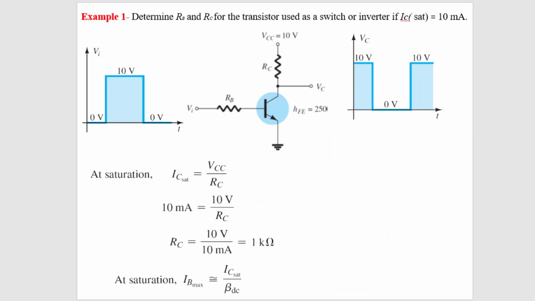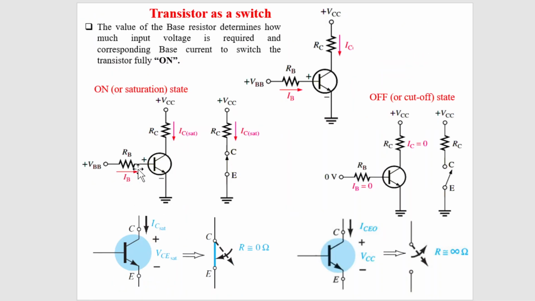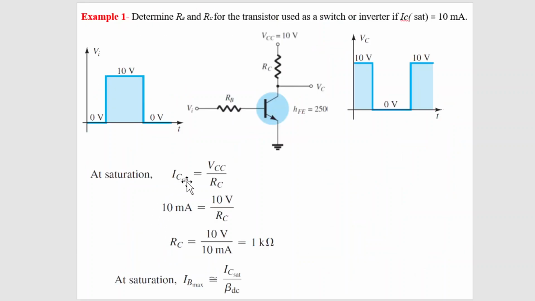So if you see here for the given problem, we can write the saturation collector current as VCC upon RC, because this collector emitter junction will be shorted. So this circuit will be replaced by this circuit. So the collector current IC saturation can be written as VCC upon RC. Okay, so that is what we are doing. IC saturation is equal to VCC upon RC.